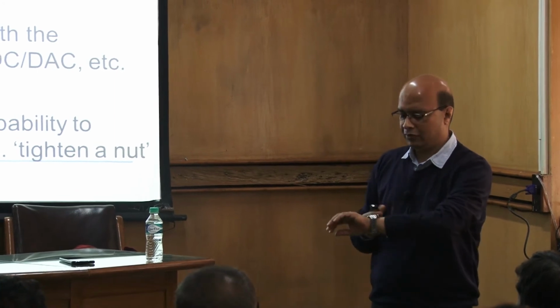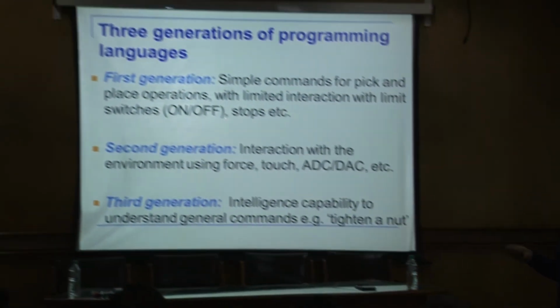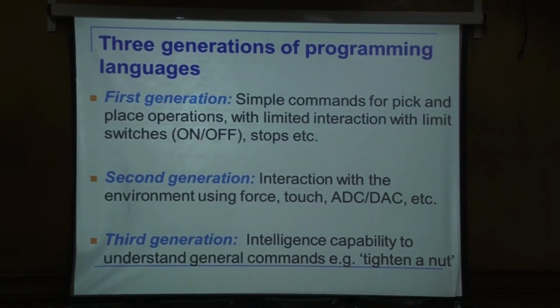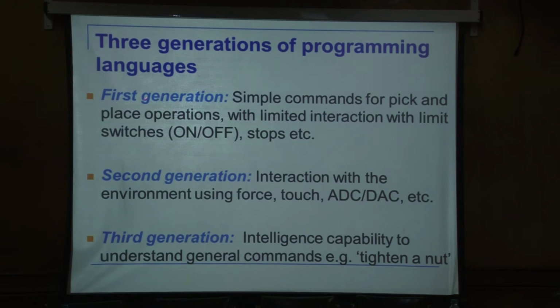The first generation language essentially has simple commands for pick and place, and it has limited interaction with the world. For example, it has on-off switches and all that. Okay? So this is the first generation language, which is about 1960s. When the robots were first made, these languages were developed for doing this simple application.